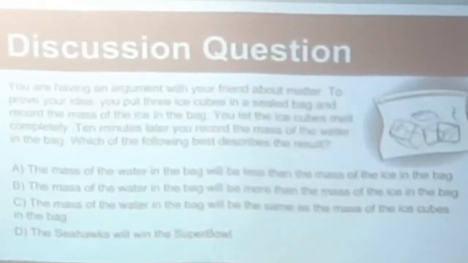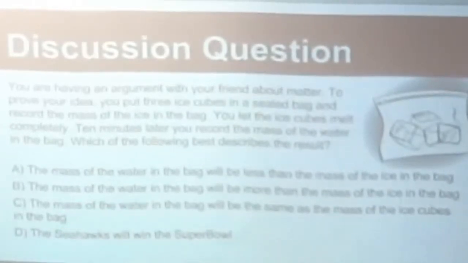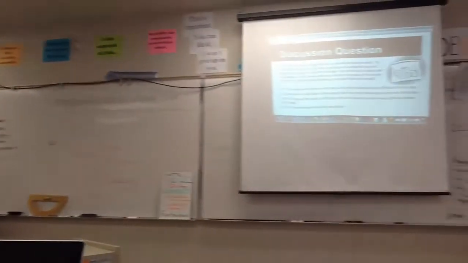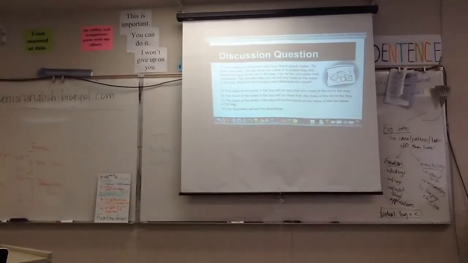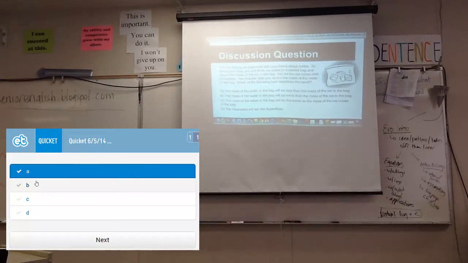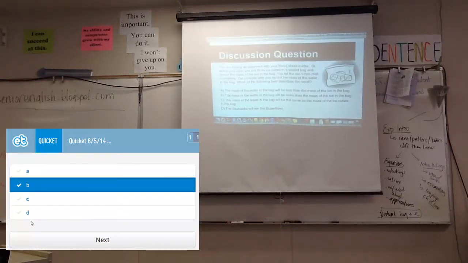So just take about 30 seconds to yourself, in your head, just to think. Okay, now what you should see on your ExitTicket screen is a ticket popped up that just says Quicket. And it'll just have an A, B, C, D option. I'd recommend not choosing D. We all know that's the correct answer anyways.